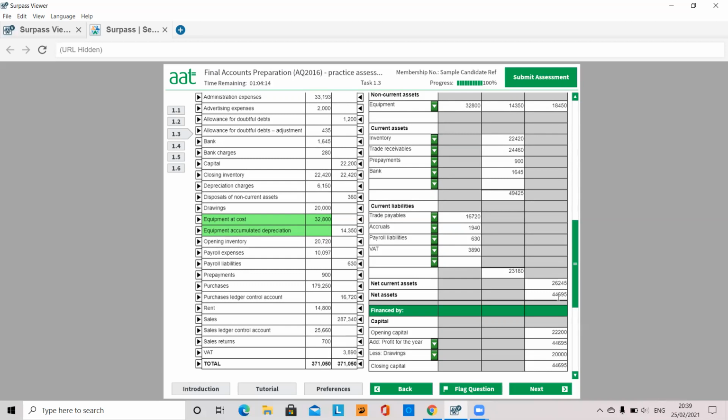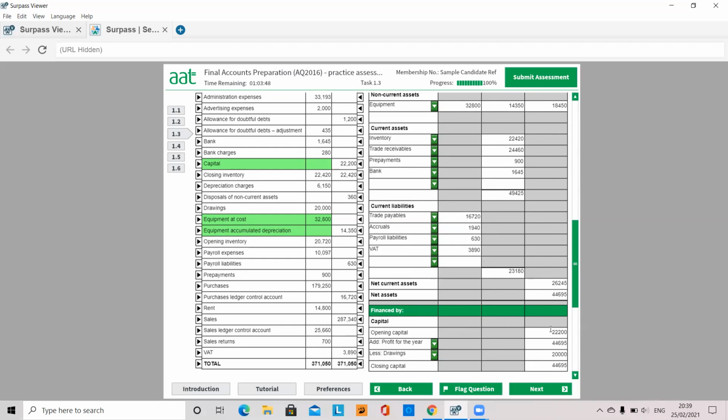Those are assets we buy for the long term, plus our net current assets of 26,245, which gives us 44,695. Okay, so we've got our assets, and then we've got our liabilities, and then we've got our finance by. Assets minus liabilities equals capital. So we're doing the capital bit of this now. Again, it tells us in the question, we've got opening capital, so capital in the trial balance here of 22,200. So that's our opening capital.